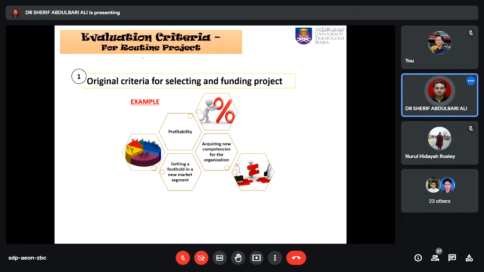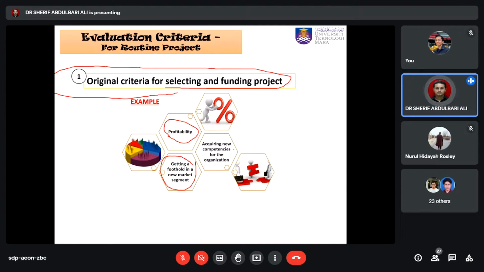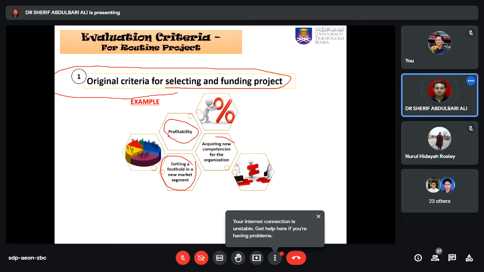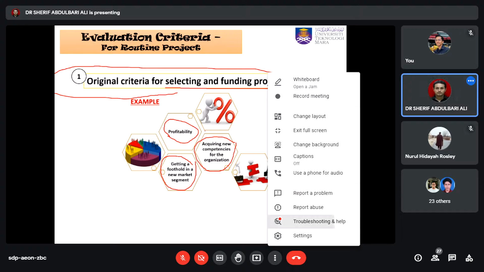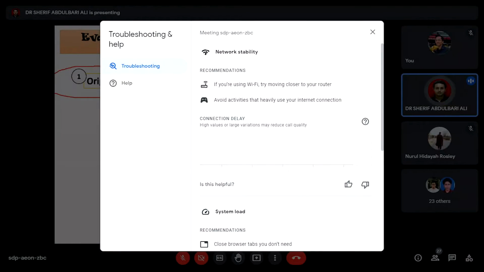But for routine projects, or projects where the goal and objective are expected, the most common selection criterion is funding. So selecting and funding projects is the first one, the original criteria. Why? Because most companies and organizations are looking for profit, and also looking for a foothold in new market segments, and also for acquiring new competence for the organization. So this is the main key to compete in the current markets.